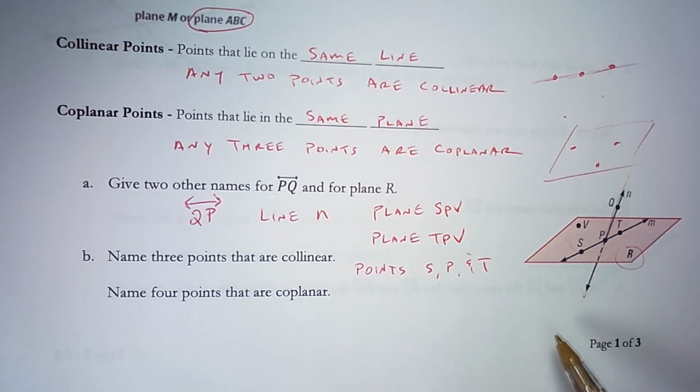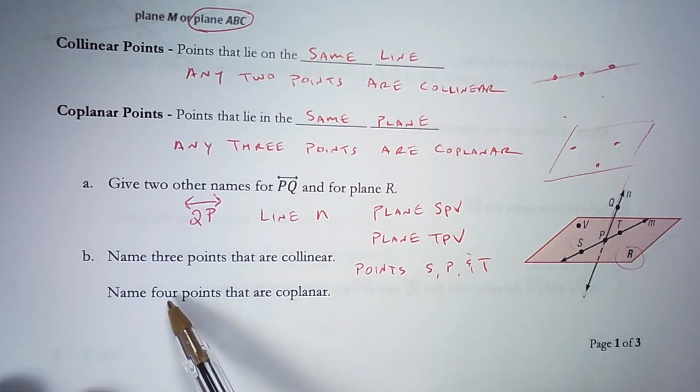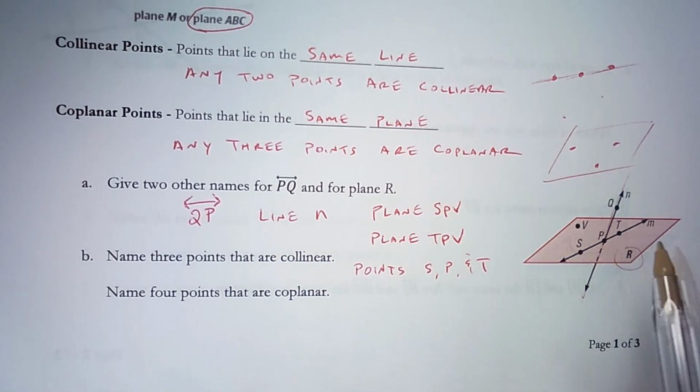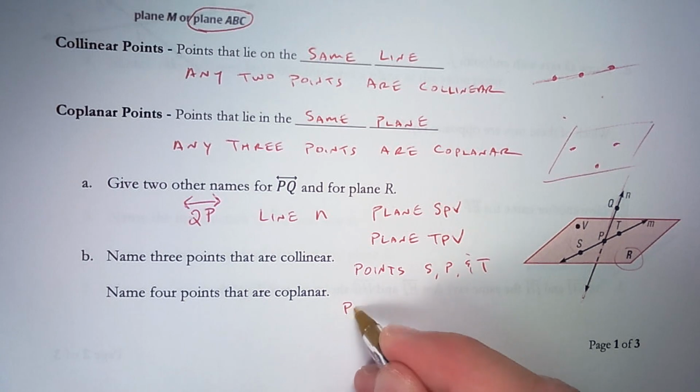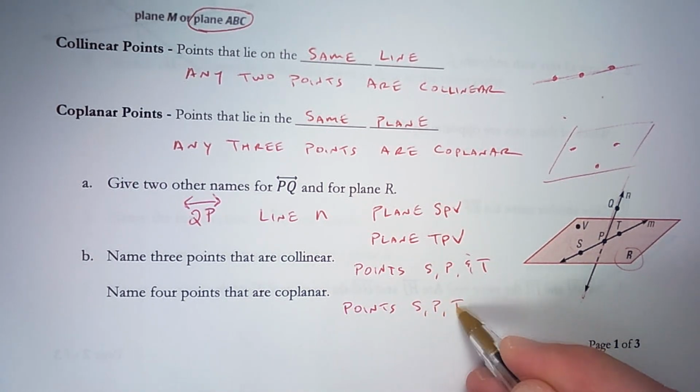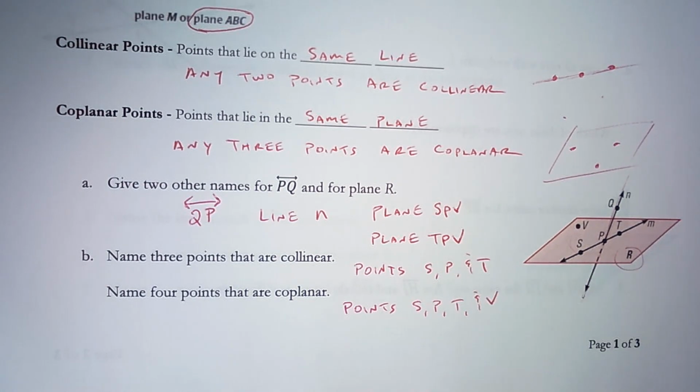Name four points that are coplanar. So again, if it was just three, I could name any three points in the world. But since it's four, I have to actually see the plane that they are on. So the four points that are coplanar are points S, P, T, and V.